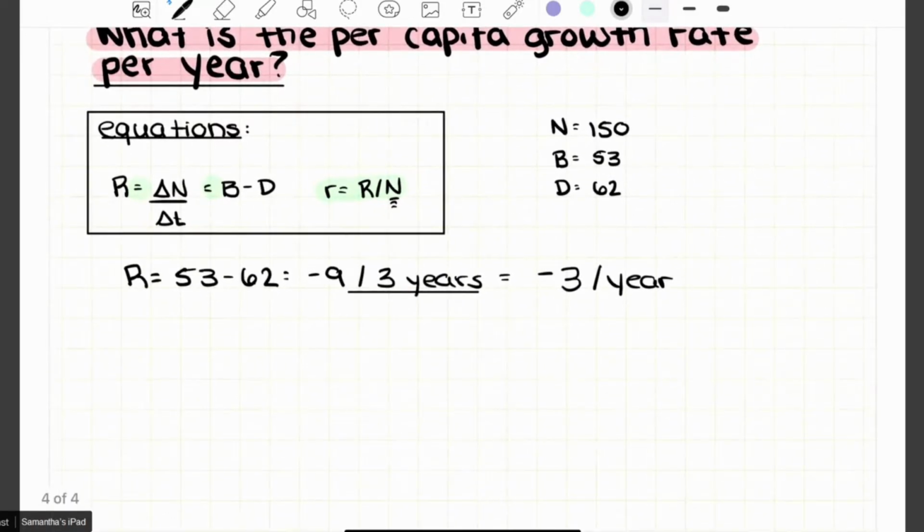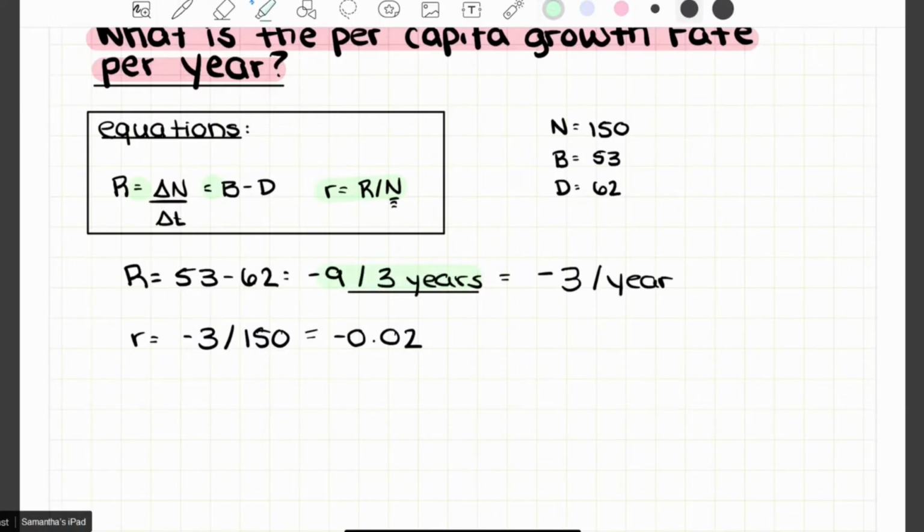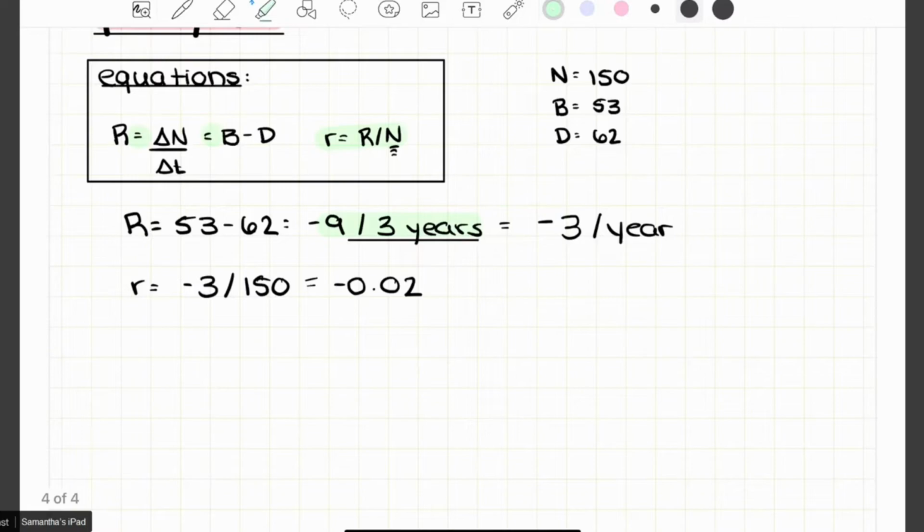Now it's a matter of simply plugging this into our little R equation. We have -3. I'm going to divide that by our starting population N, which is 150. And what we're going to get is a per capita growth rate of -0.02. Now, if you forget to divide in this step, I'm going to show you why that's okay, so long as you remember to do it at the end. Say we use the -9 that we got previously, and we divide by 150.